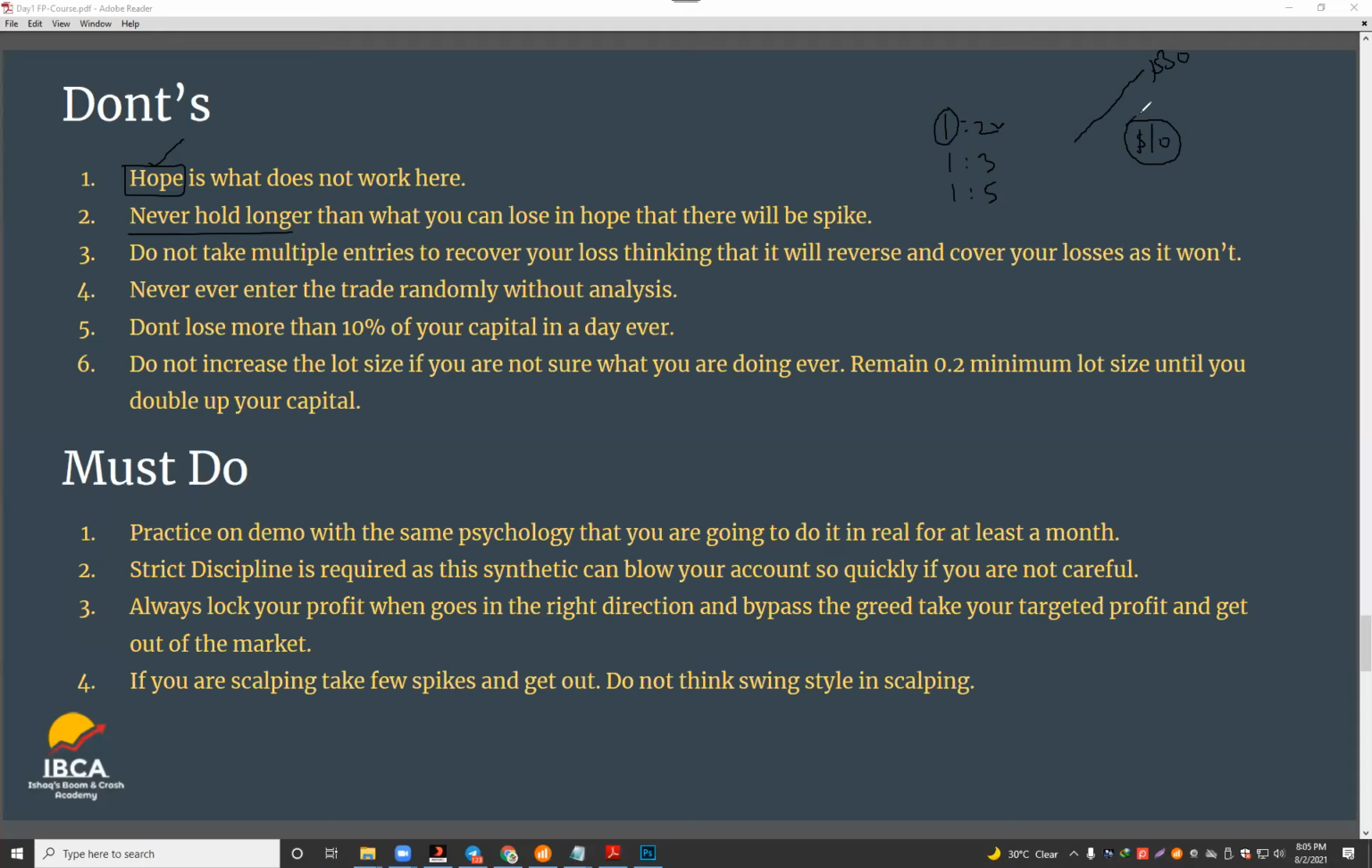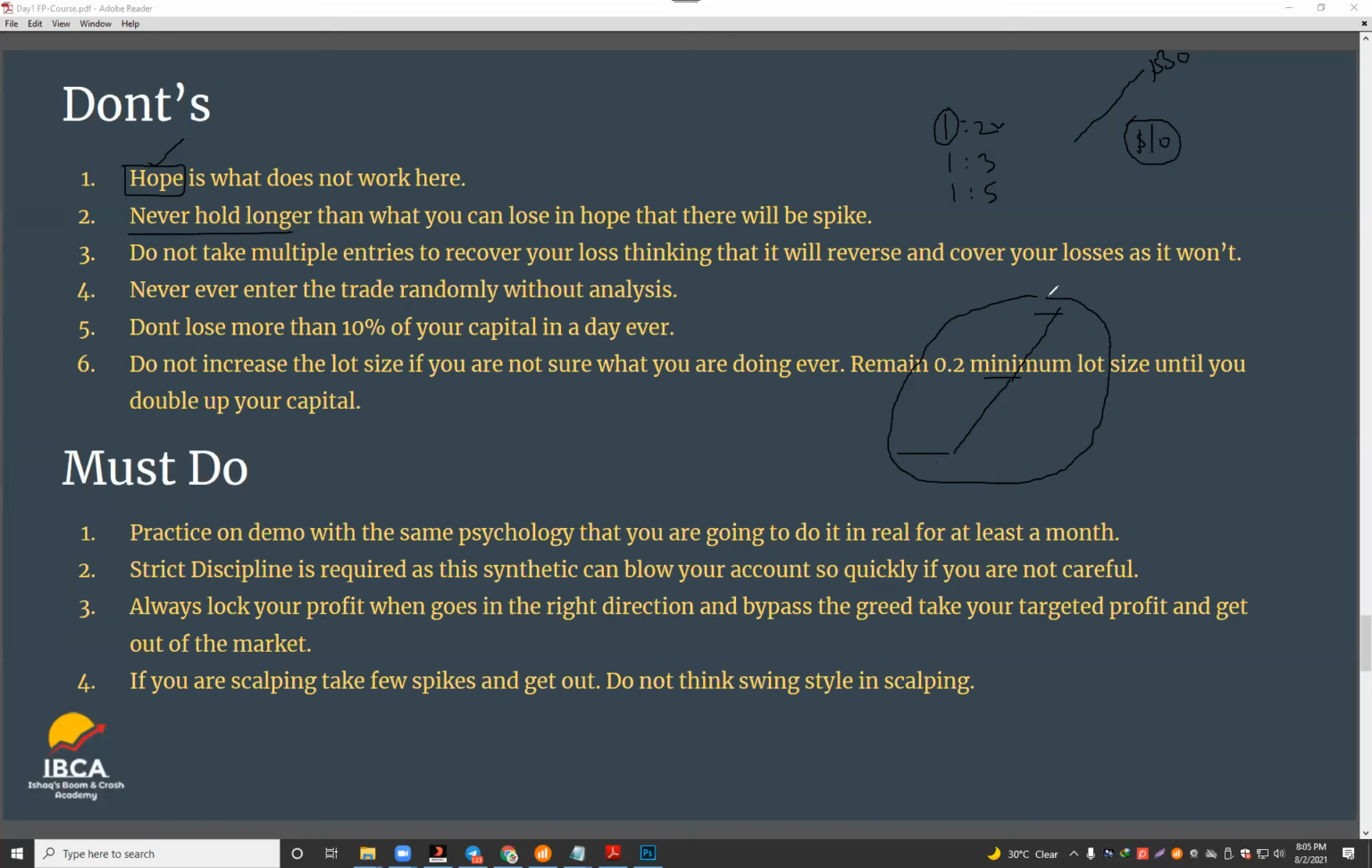Mostly, if the trend has changed and it does not come back to your entry point, your account will be blown. You will not do this practice. When you place a trade here, price moves up, you place another trade here to recover the entry, price moves up again, and you have a hope that now if the price moves up too much, definitely I will get the spike. I'm going to enter the third trade, then price will move down. This is a very, very wrong practice.